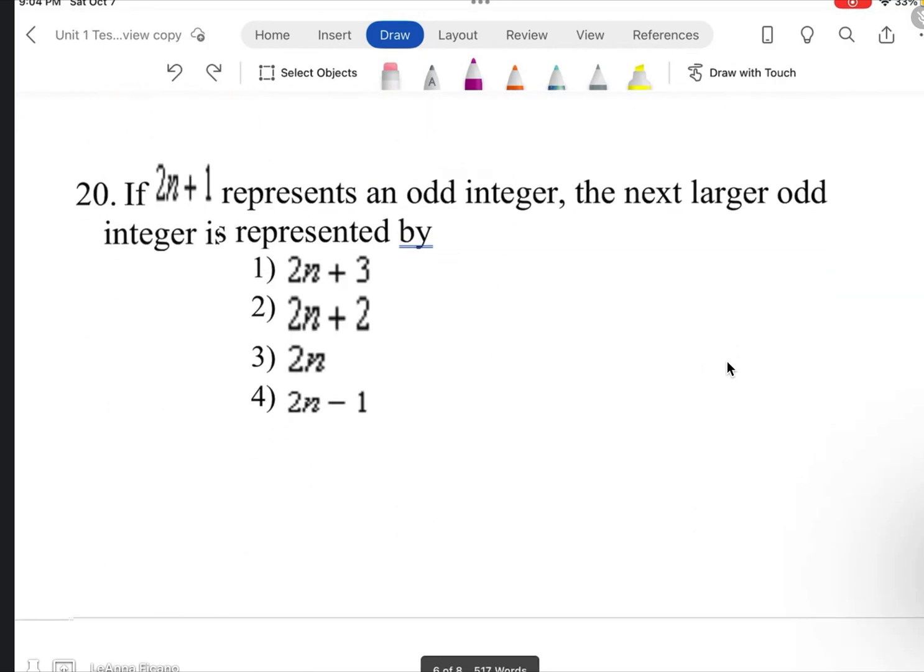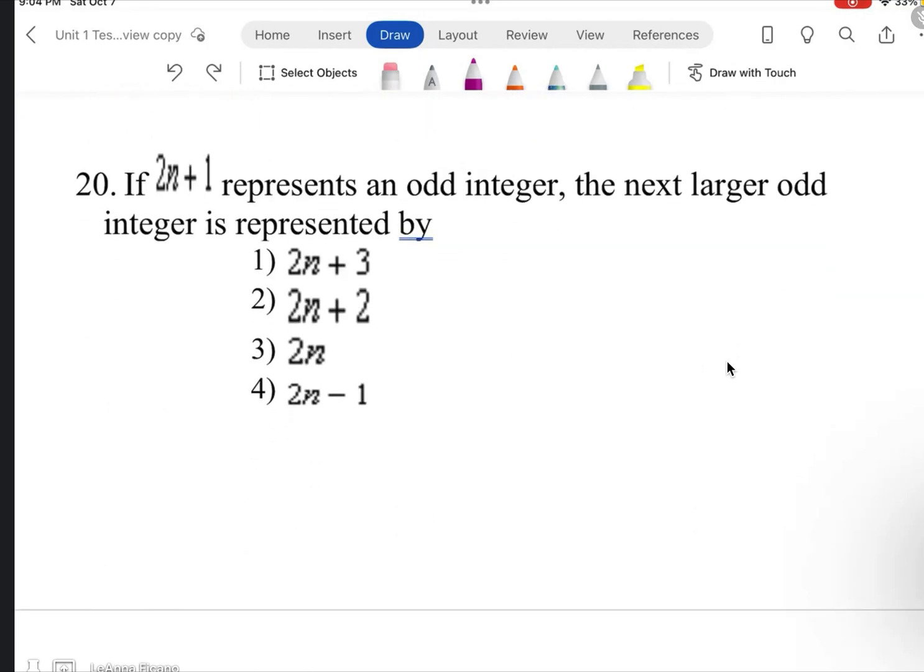Okay. Number 20, 2n plus 1 represents an odd integer. The next odd integer is represented by what? Well, 2n plus 2 is going to give me an even number. Anything times 2 is even, plus 2 is going to give me another even number. So it can't be this one. 2n is not going to come next as a larger odd number.